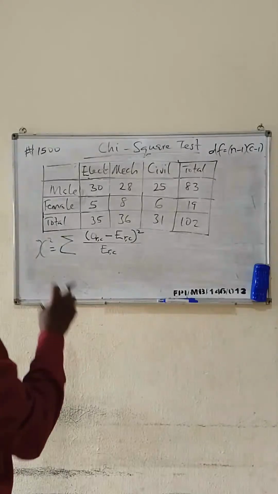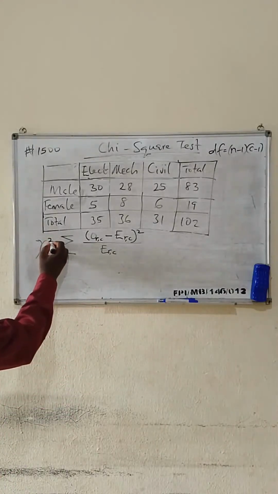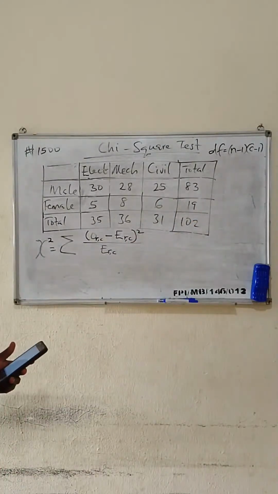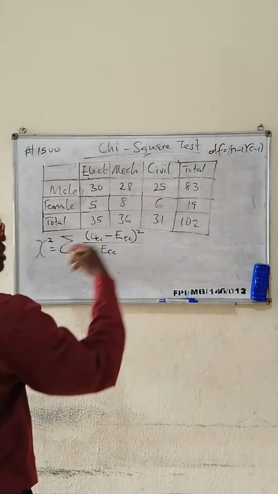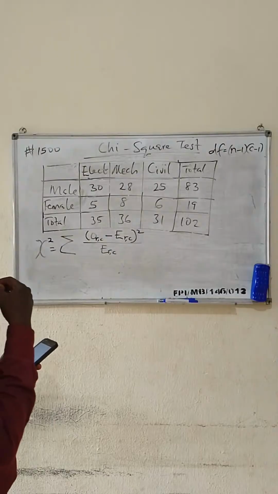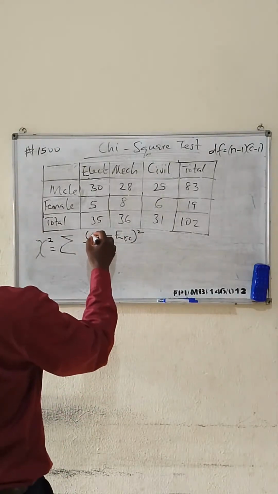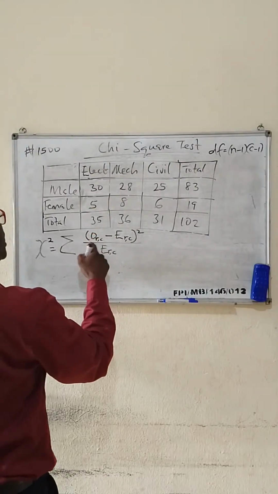So what are we saying? We are still using the chi-square formula, but modified because we have a longer set of data. It's not only 4, we have about six data sets provided. So for that reason, we need to use the expanded formula. This is the expanded formula.